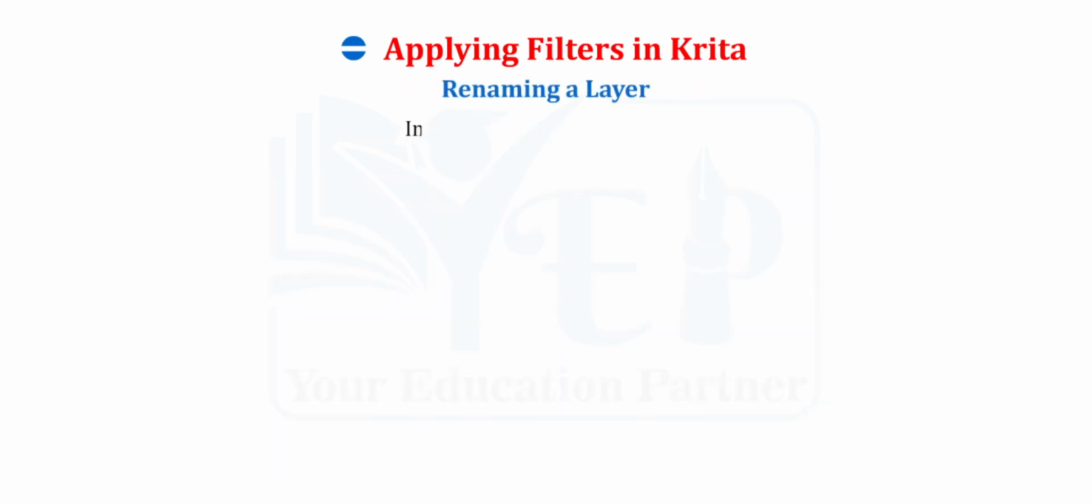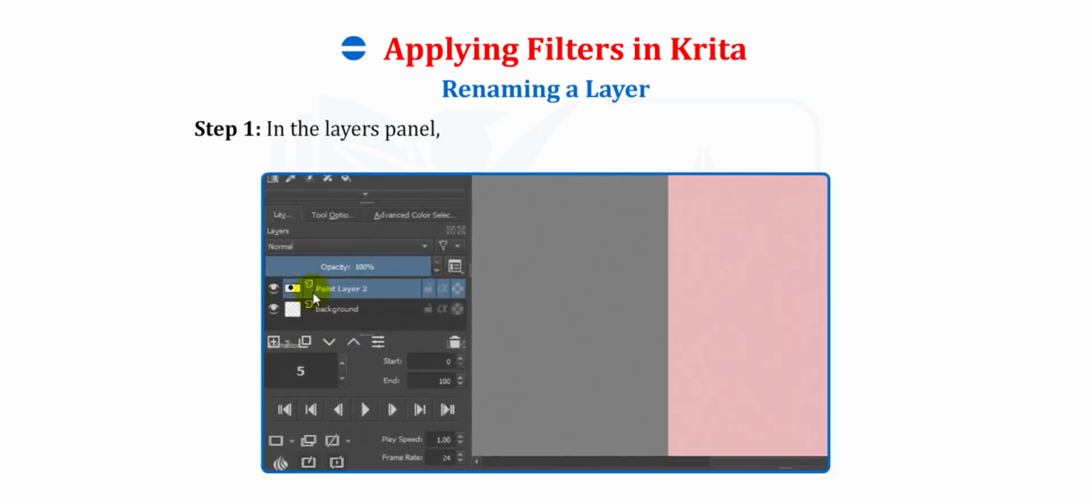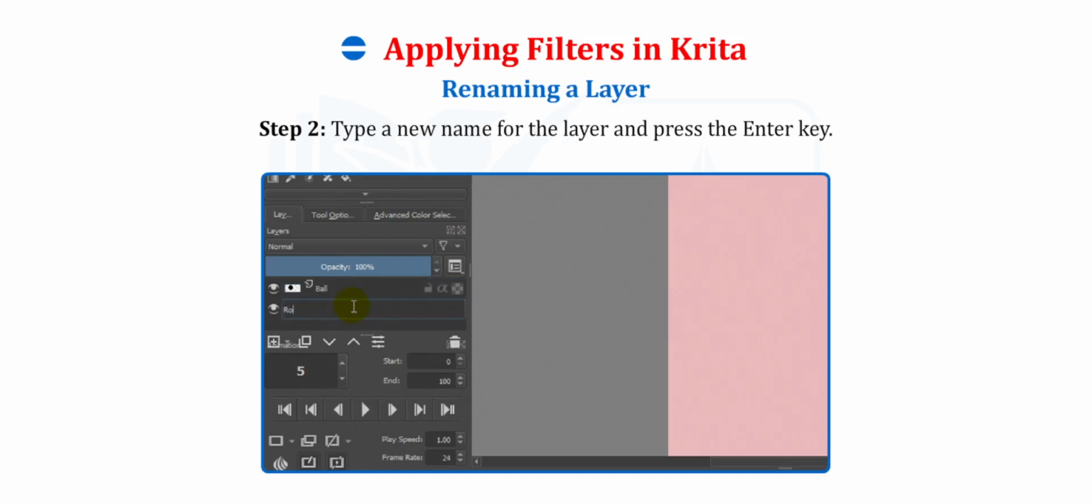Renaming a layer. In Krita, we can rename a layer. To rename a layer, follow the steps given below. Step 1. In the Layers panel, double-click on the layer that we want to rename. Step 2. Type a new name for the layer and press the Enter key.